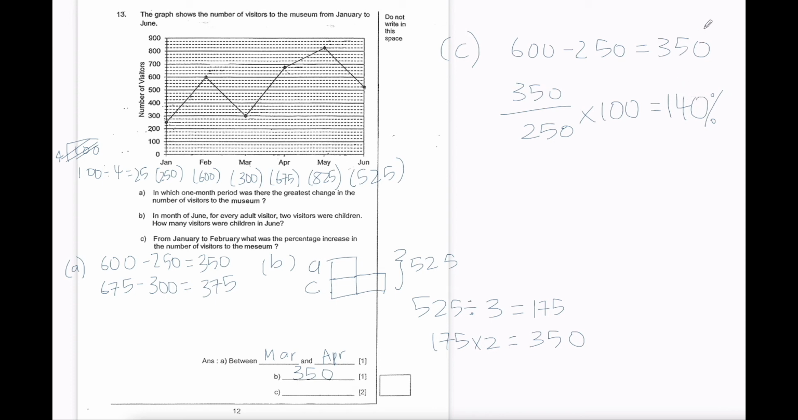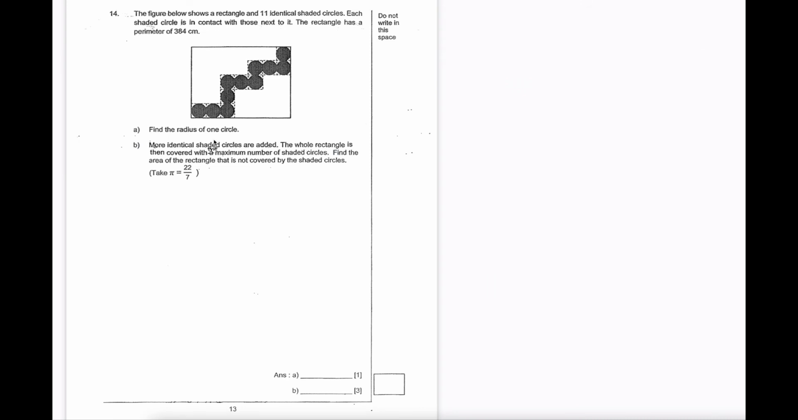Let's move on to question 14. Question 14. The figure below shows a rectangle and 11 identical shaded circles. 1, 2, 3, 4, 5, 6, 7, 8, 9, 10, 11. Yep. So each shaded circle is in contact with those next to it. So basically they're stuck together. And the rectangle has a perimeter of 384 cm. So find the radius of one circle.